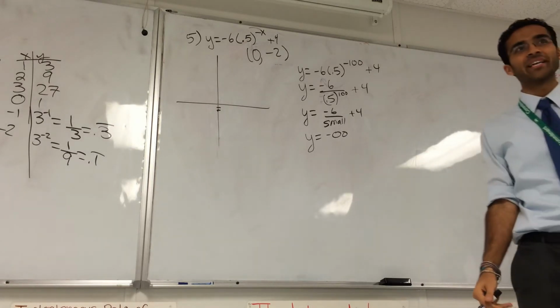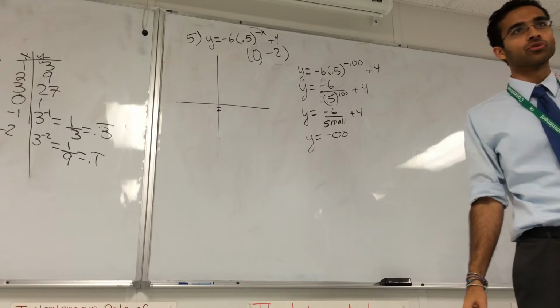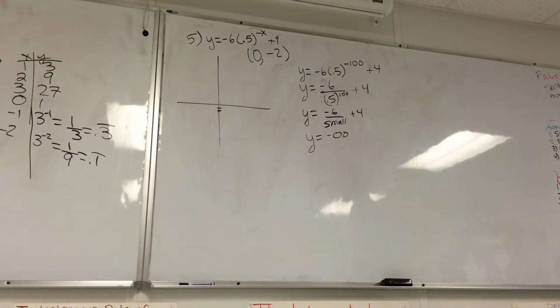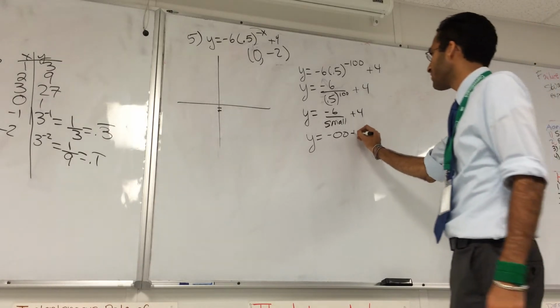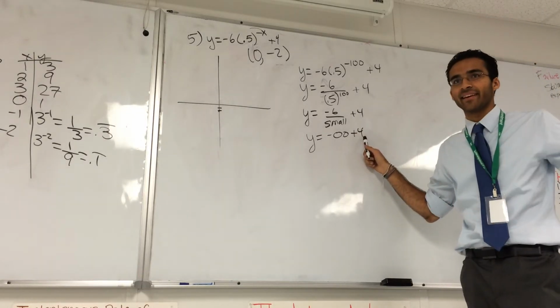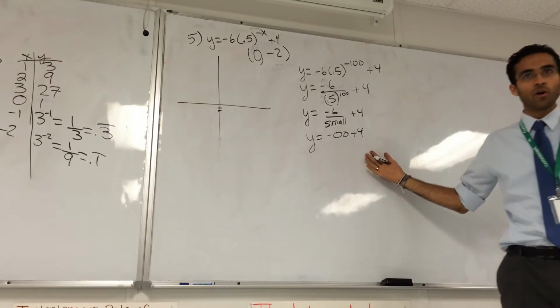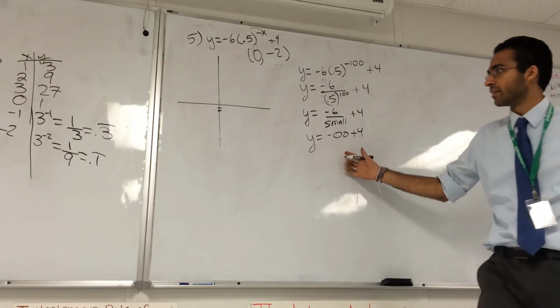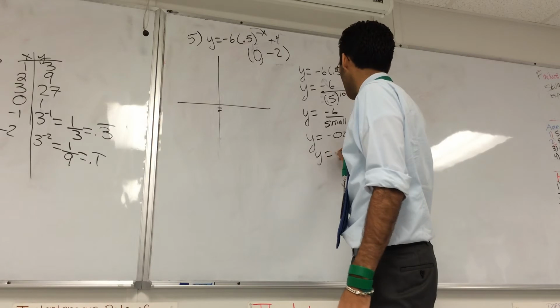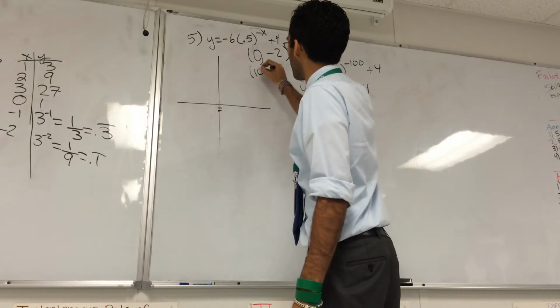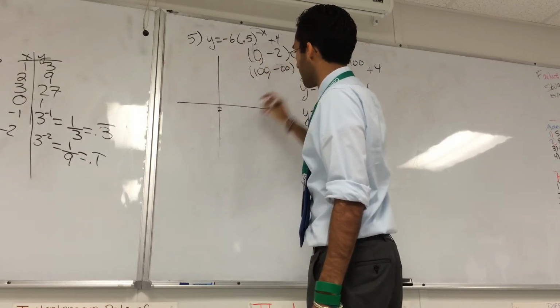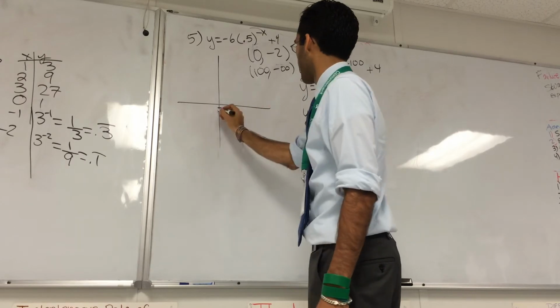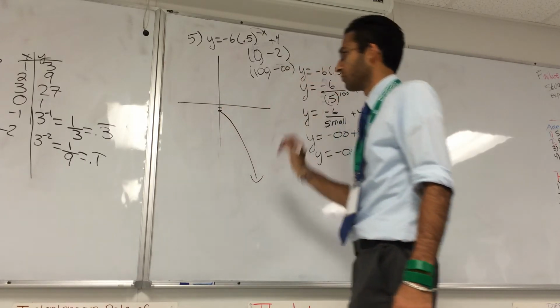Try it on a calculator. If you do negative 6 divided by 0.000000001 on your calculator, you'll get a huge number that is close to negative infinity. Negative infinity plus 4, the 4 does nothing. It's so small compared to negative infinity. So y equals negative infinity. So when I plug in 100 for x, y is basically going to negative infinity, coming downhill.